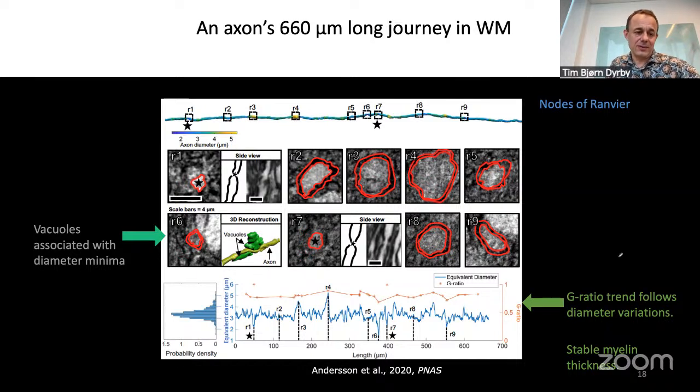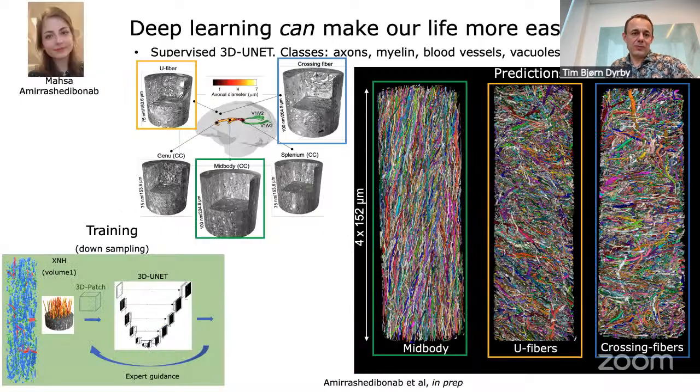With this one, we could segment 56 axons, which took a pretty long time. And of course, deep learning can make our life a bit easier. This is just to show that we have these large volumes here in 3D, so we need to develop techniques to segment these out in 3D. This is a different way of segmenting with machine learning methods than what you do traditionally.